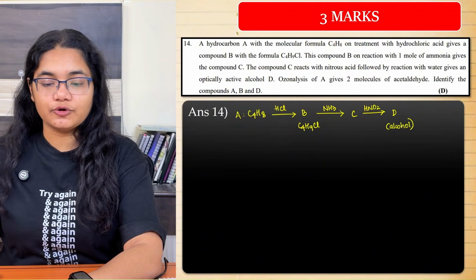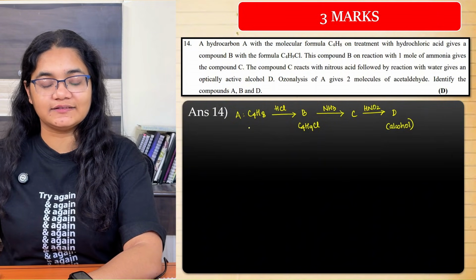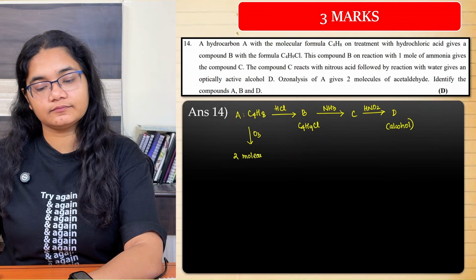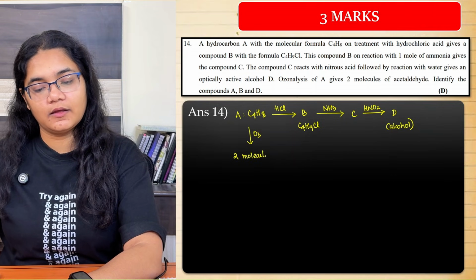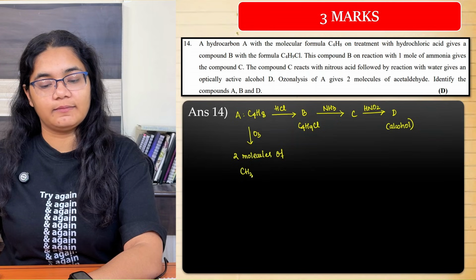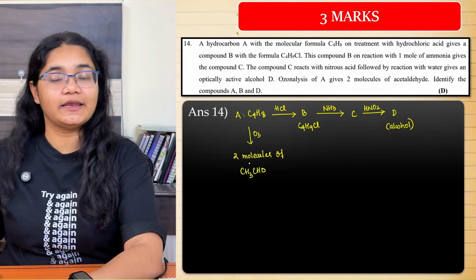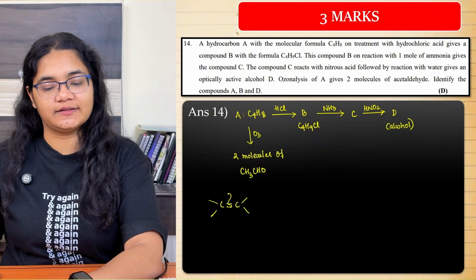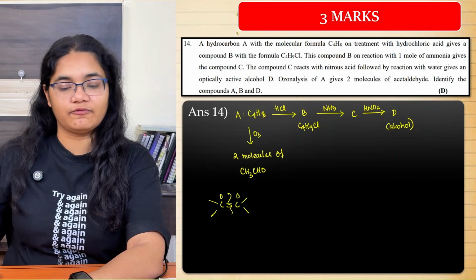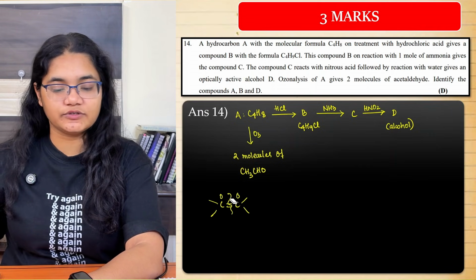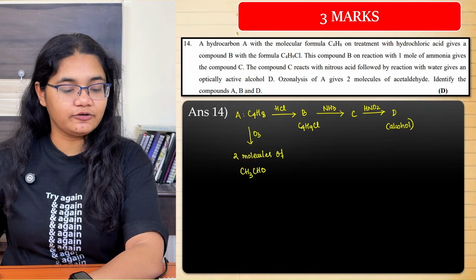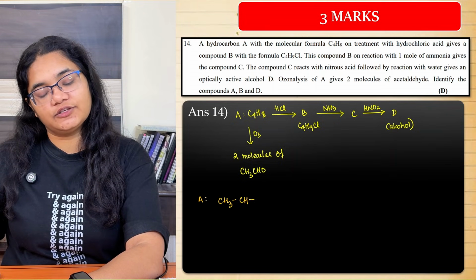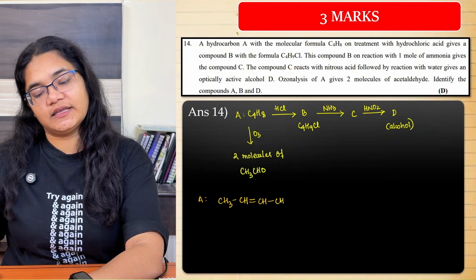The ozonolysis of A gives 2 molecules of acetaldehyde. So I think we can very easily now predict what A is. If you remember, in ozonolysis, if you have a structure like this and this breaks, here you have to add an oxygen and here you have to add an oxygen. So if you are getting two molecules of acetaldehyde, that means it is a symmetrical alkene, and A is nothing but CH3CH=CHCH3.